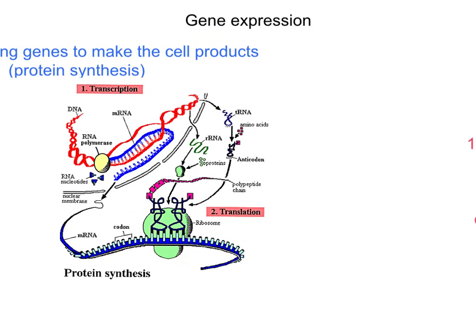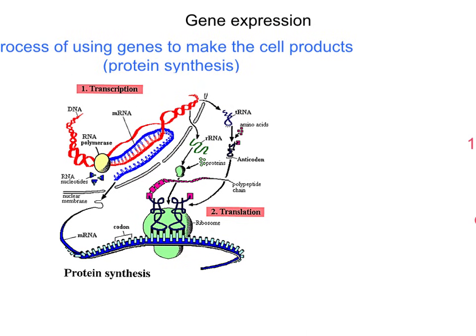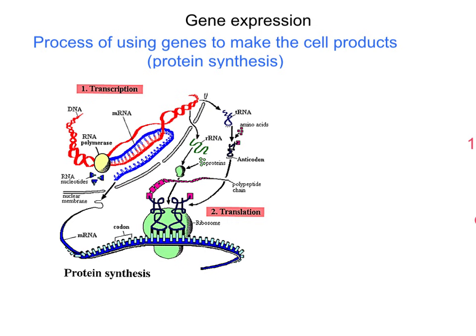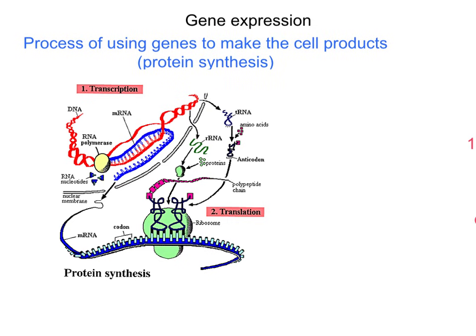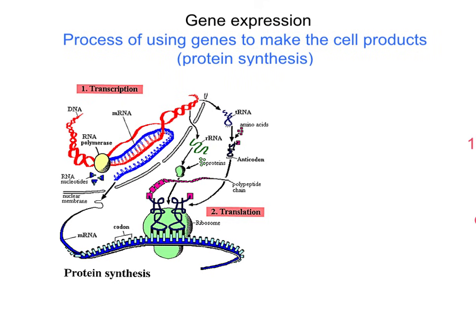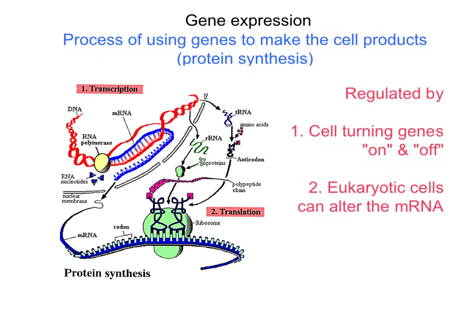Okay, so gene expression, in general, is just the process of using genes to make the cell products. That's all gene expression is. So we're using these genes. Remember, a gene was that section of DNA that codes for one particular protein. So we're using the genes to make the cell products, which as a general rule will be proteins.